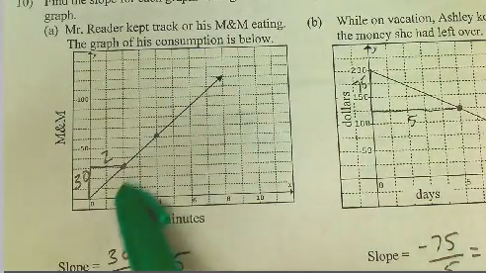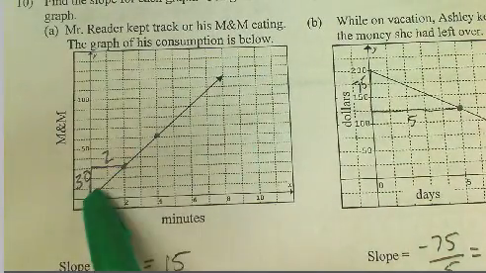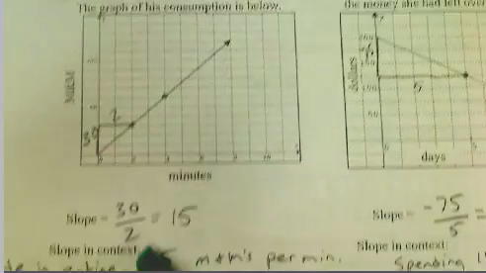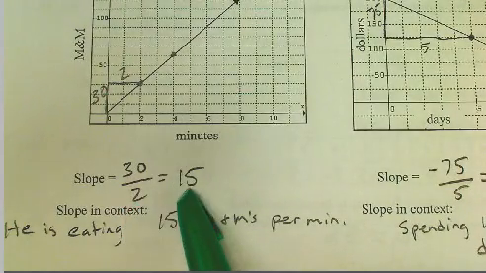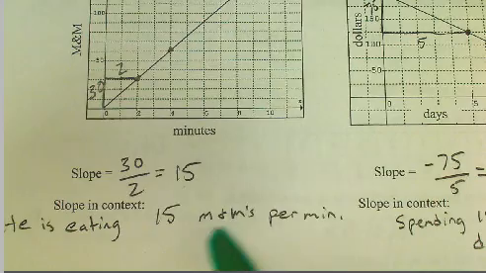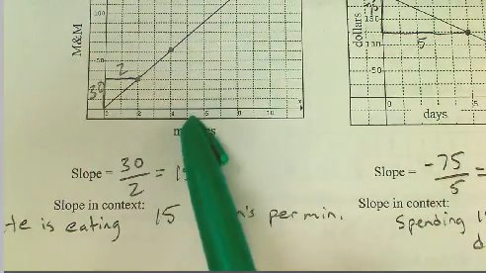Let's see. From one dot to the next, it rises 30, runs over 2. So that's 30 over 2, which reduces to 15. He is eating 15 M&Ms per minute.